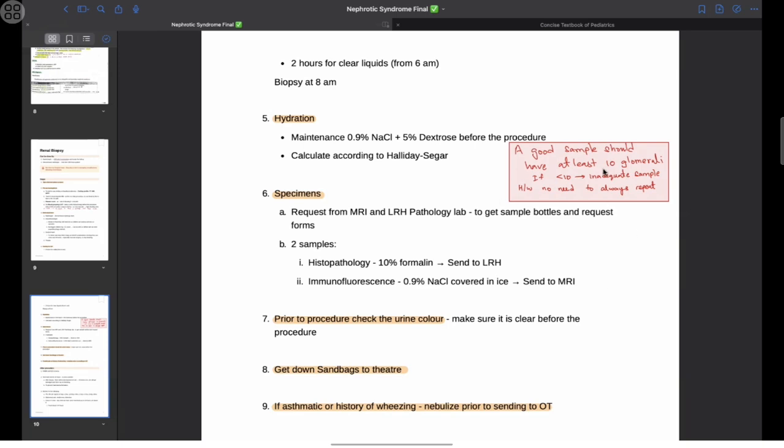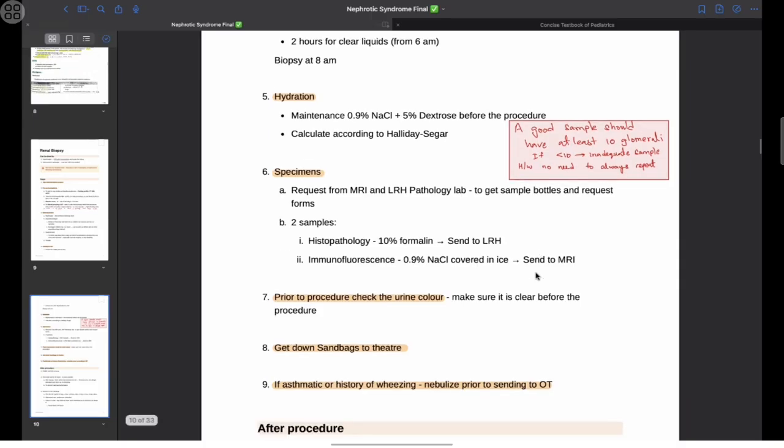So remember, if you take a biopsy, a good sample should have at least 10 glomeruli. Okay, so if it is less than 10, then you consider that an inadequate sample. However, there is no need to always repeat; it depends on the consultant to decide. Okay, but you need to have at least 10 glomeruli.